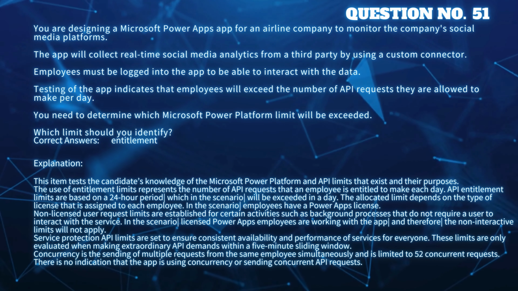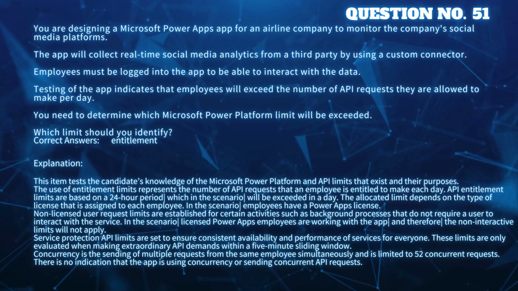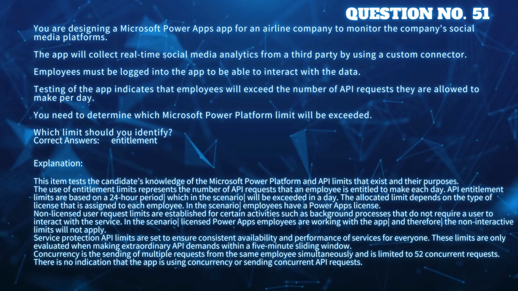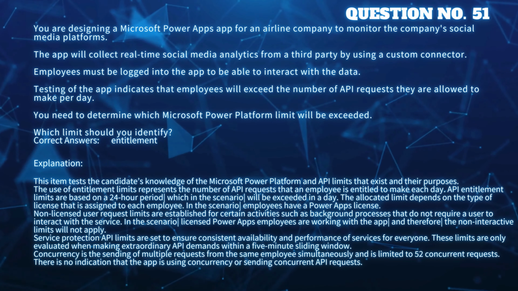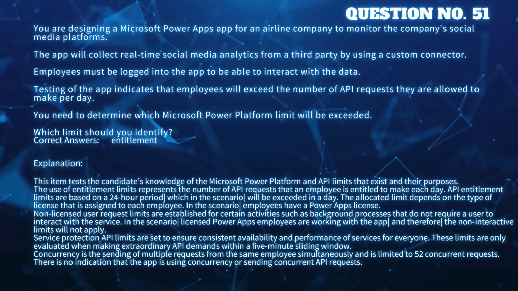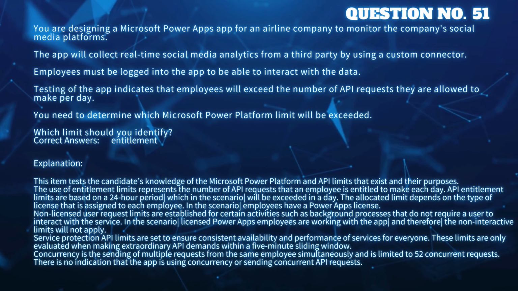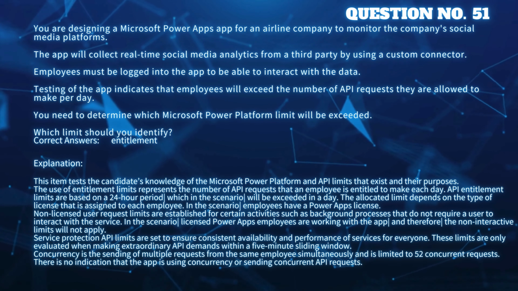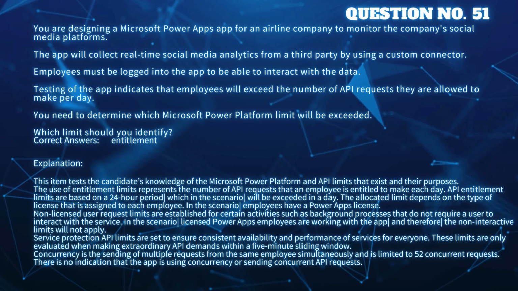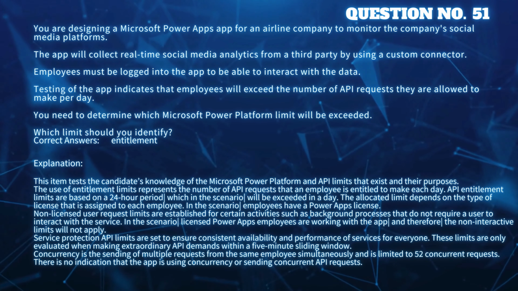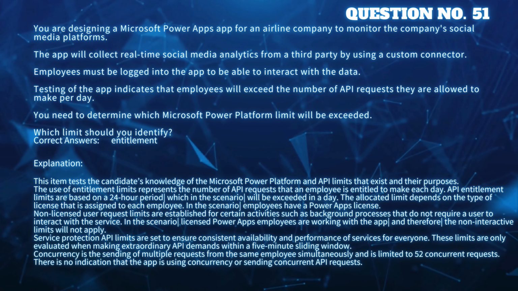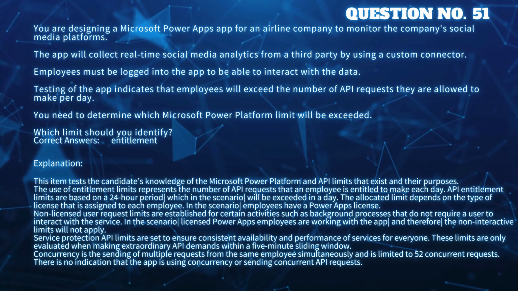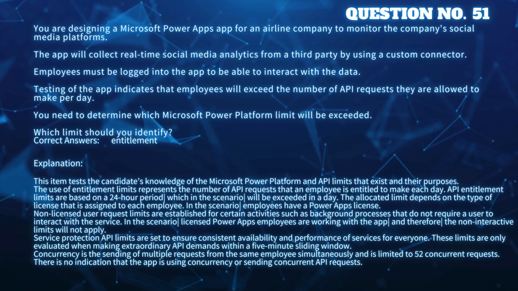The use of entitlement limits represents the number of API requests that an employee is entitled to make each day. API entitlement limits are based on a 24-hour period, which in the scenario will be exceeded in a day. The allocated limit depends on the type of license that is assigned to each employee. In the scenario, employees have a Power Apps license.